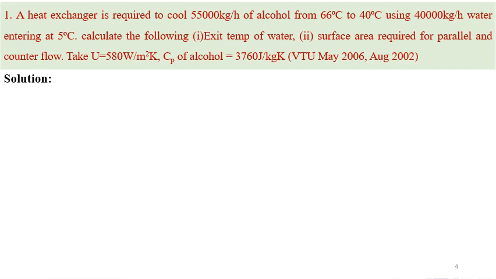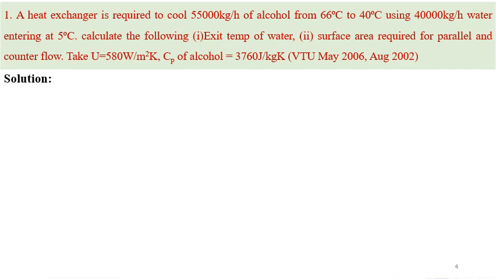Now here two fluids are given. One is alcohol, which is the hot fluid, and water, which is the cold fluid, and they have given the mass flow rate of both the cold fluid as well as the hot fluid. What is the mass flow rate? Mass flow rate of alcohol is 55,000 kg per hour, so you have to convert that into kg per second. And mass flow rate of cold fluid water is 40,000 kg per hour, so that also you have to convert into kg per second.